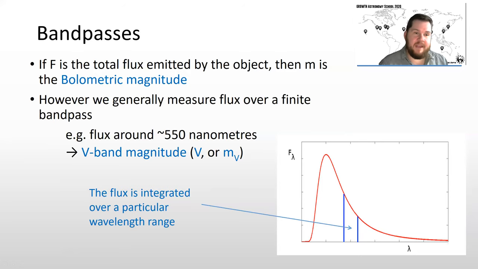We call this the V band magnitude, where V means visual. And we normally denote that as either a capital V or M subscript V. So the V band magnitude we get by measuring the V band flux. What we do, if we have this sort of black body, for example, is integrate the flux over a particular wavelength range, and we call that our V band flux.